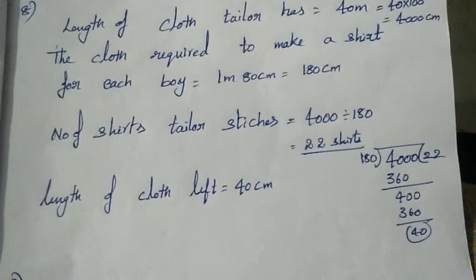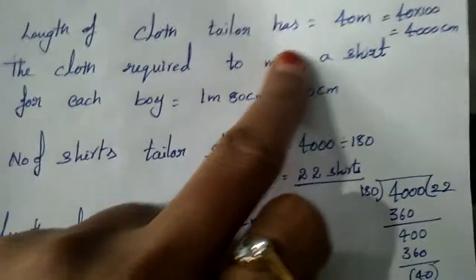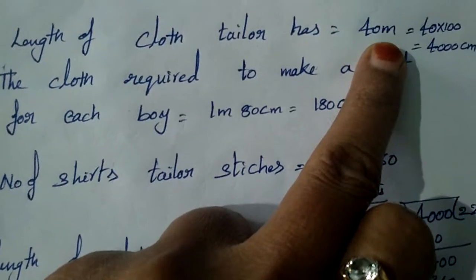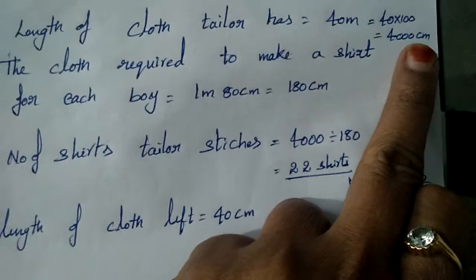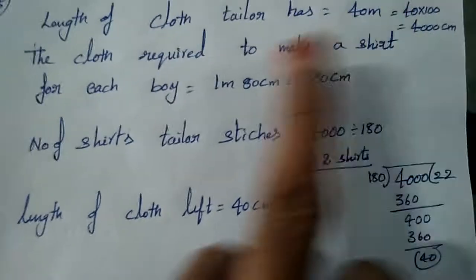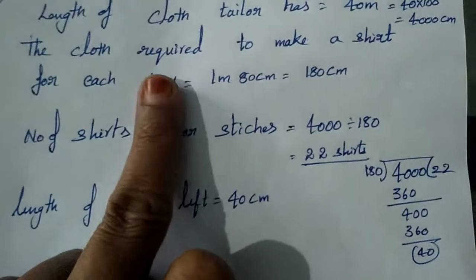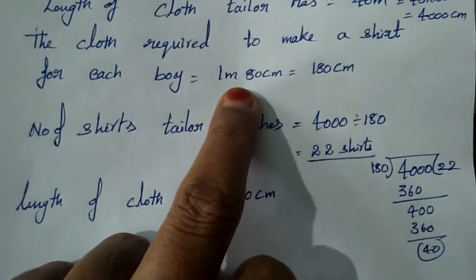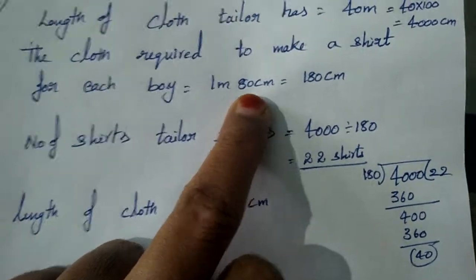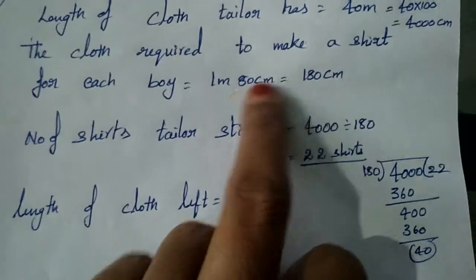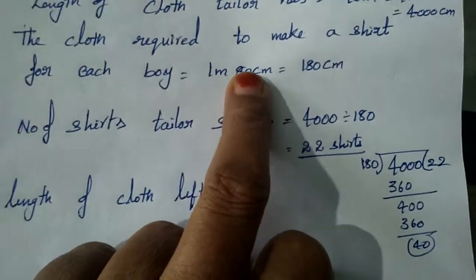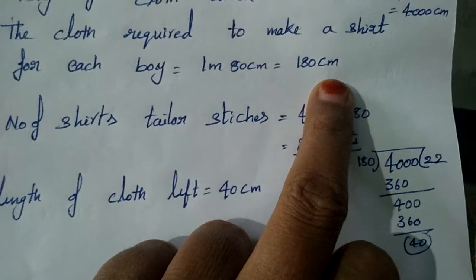I hope that you understand. So this much cloth he has, how much? 40 meters. We converted the 40 meters to centimeters. That is 4000 centimeters. To stitch a shirt, this much cloth is required: 1 meter 80 centimeters. This also has 2 units, so we converted into 1 unit. Your 1 meter is equal to 100, 100 plus 80, 180 centimeters.